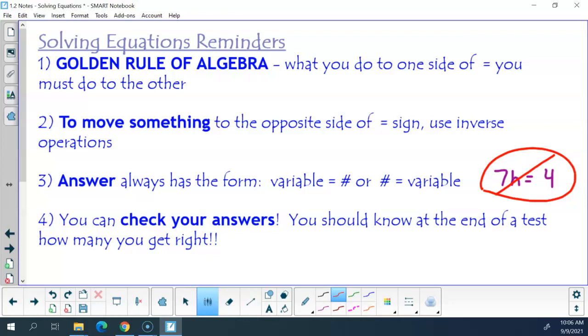Okay? And lastly, the nice thing with equations is that we can always check our equations. Okay? Plug it back in, make sure we got a true statement. Okay? Plug it back in, replace all the x's, or all the whatever the variable is, and make sure we have a true statement. Love it. All right, let's do this.